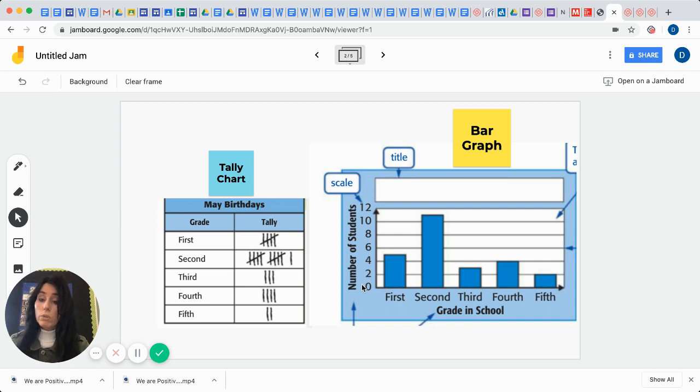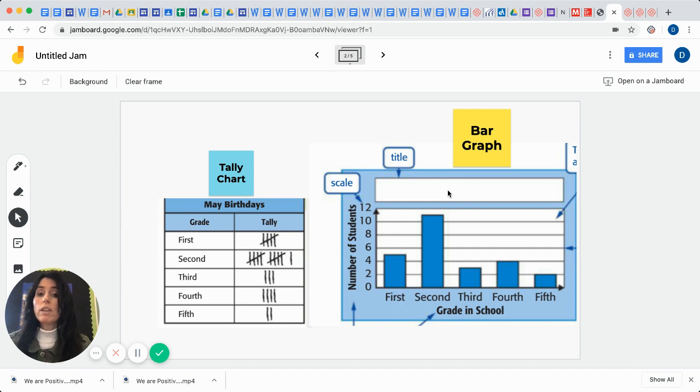However, now that we're a little bit more advanced and we're learning so much more about math, we're ready to change our scale to, as you can see, skip counting by 2. So each bar represents 2 votes. Or in this case, 2 May birthdays. Because it's always important to read the title of your survey, or of your tally charts, or your bar graph, which we have blank right now.